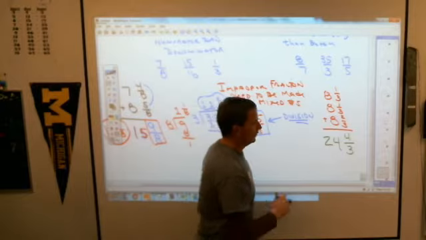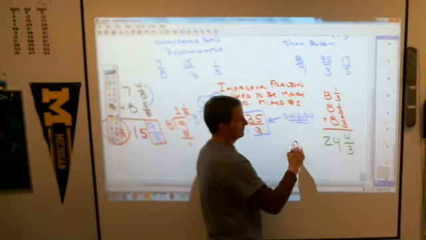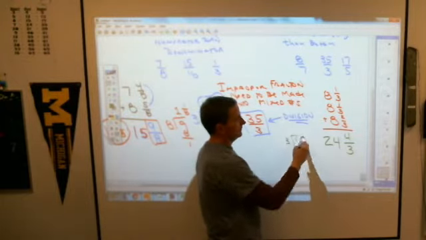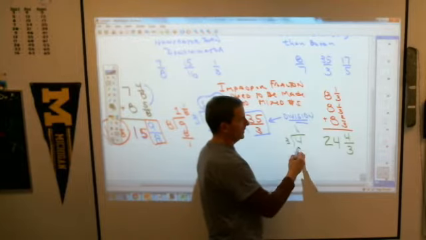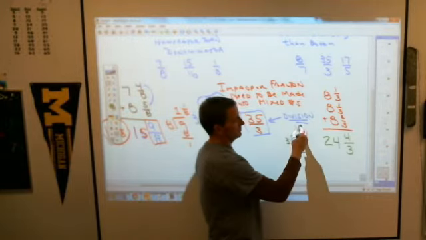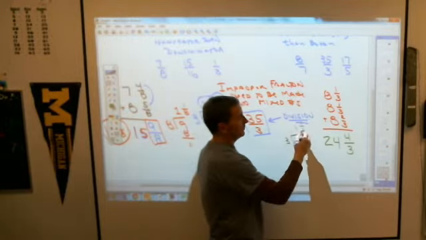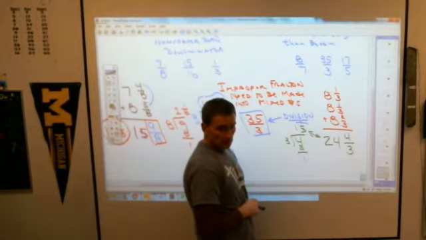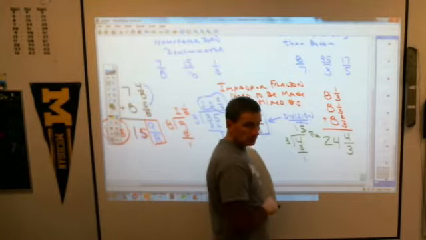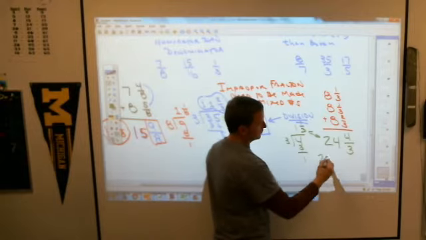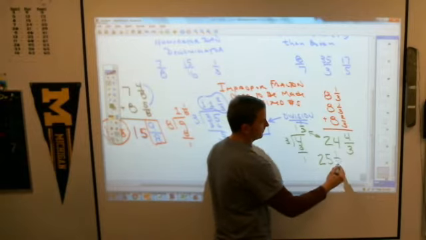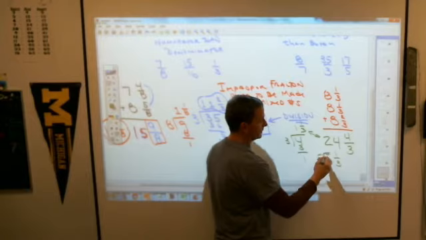4/3 is, well, divide 3 into 4, I get 1 1/3. I have to put that with the 24. If I put 24 and 1 1/3 together, I get 25 and 1/3. How many people got 25 and 1/3? Perfect. Okay, my golly, you got it.